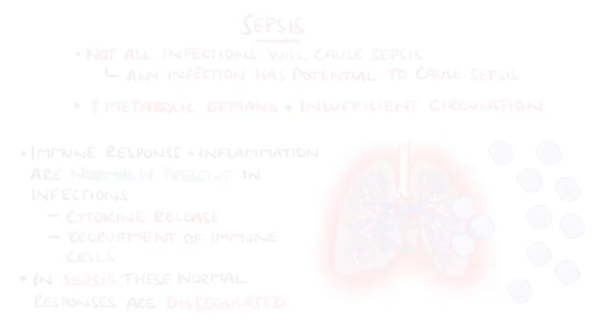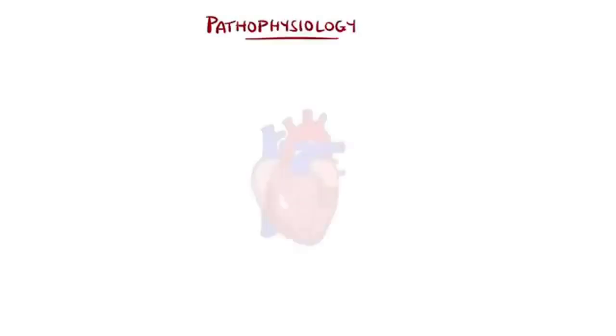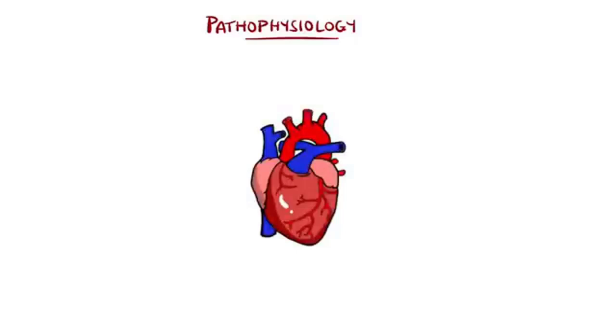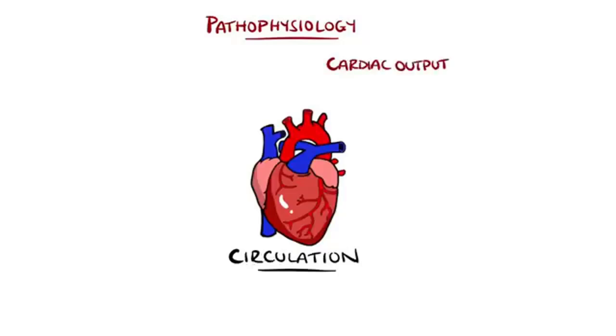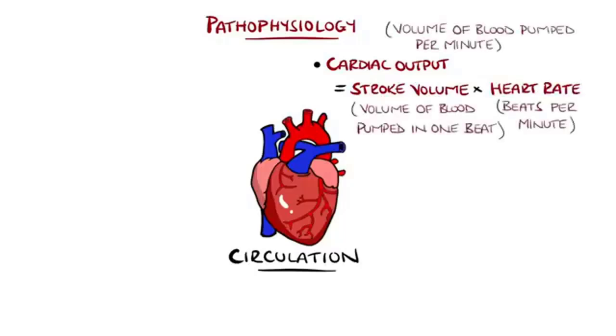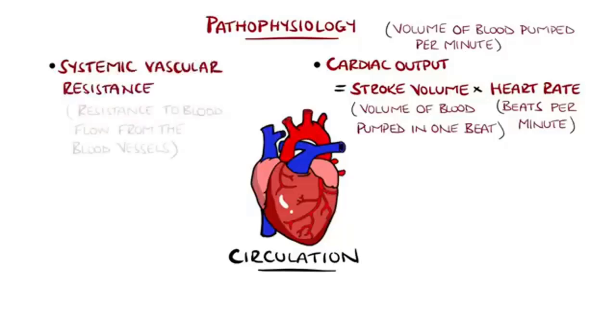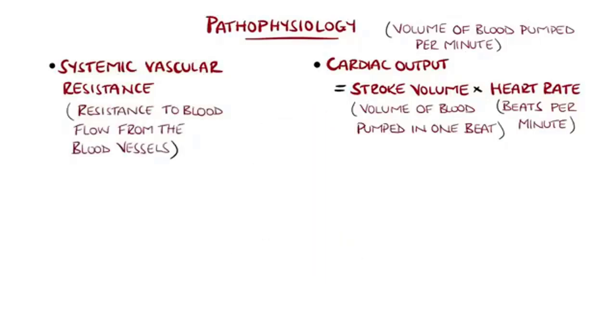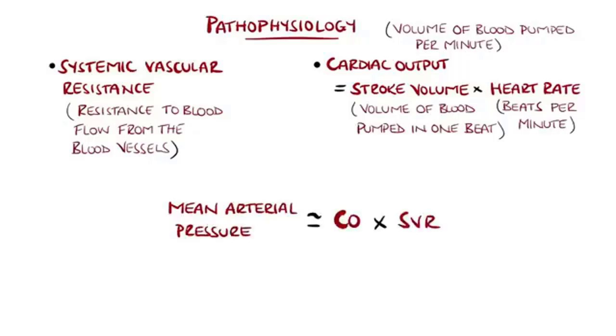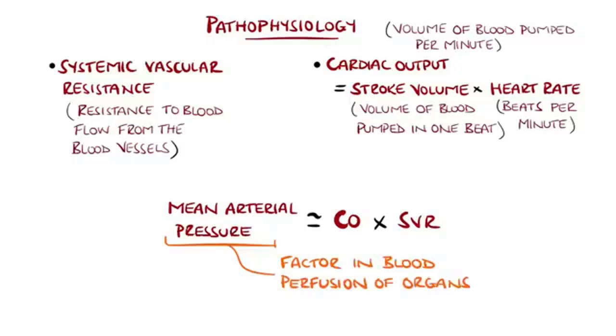We said that circulation is compromised in sepsis, and this is where knowing some of the physiology makes sepsis much easier to understand. The components that affect blood circulation are the cardiac output, given by the stroke volume multiplied by heart rate, and the systemic vascular resistance, which is the resistance blood encounters in the blood vessels, also known as afterload. When these two are multiplied together, they roughly provide the mean arterial pressure, which is a major determinant of perfusion and therefore delivery of blood to tissues.